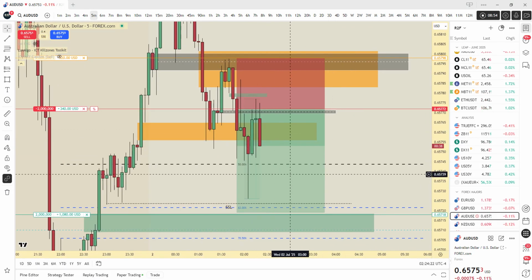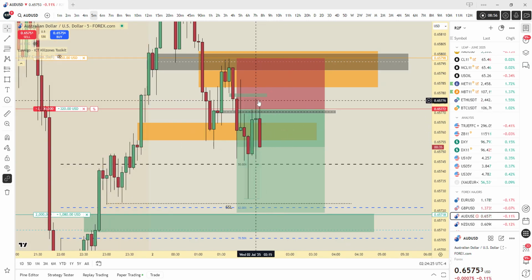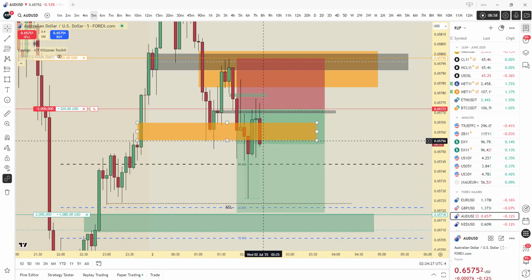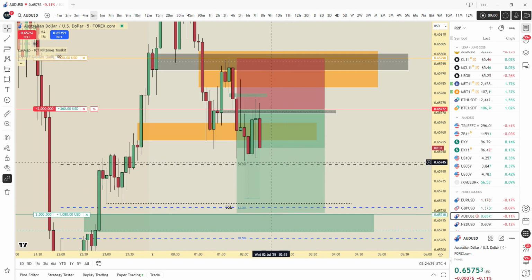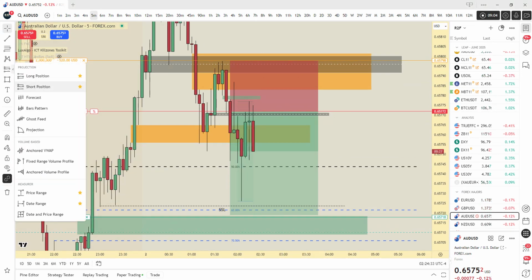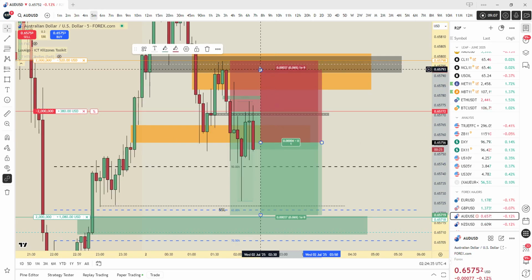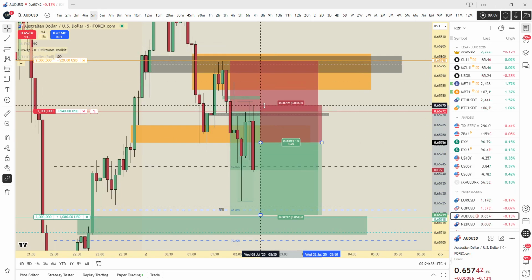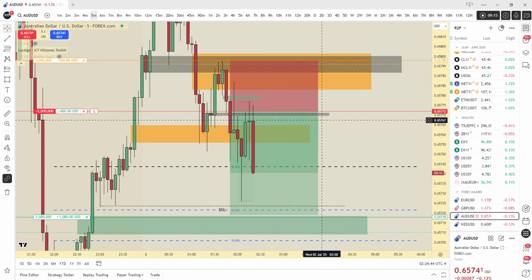At that point, I'll put on a paper position just to show you that that's a really nice PD array to be respected if we do actually trade above it again. We could do something like this. Stop loss maybe like that, and have another 2R. But I'm not going to take another position, already in one here.